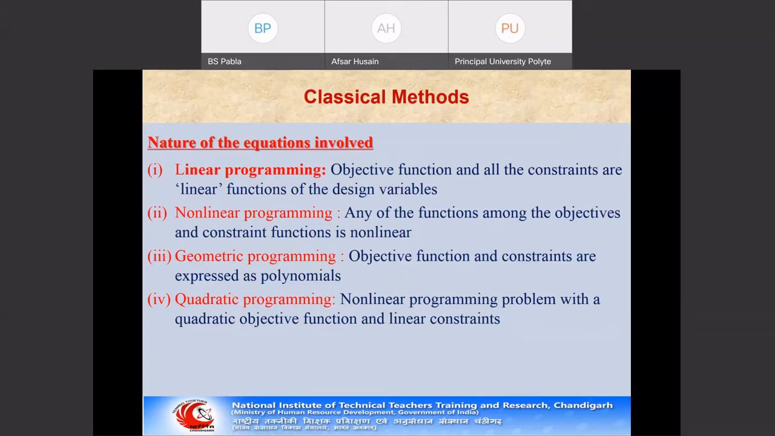Geometric programming. When the objective function and constraints are expressed basically as polynomials. And we have a quadratic program. We know that it is a non-linear programming problem with a quadratic objective function and linear constraints. Quadratic function, we know what that is. That is raised to power 2 only.